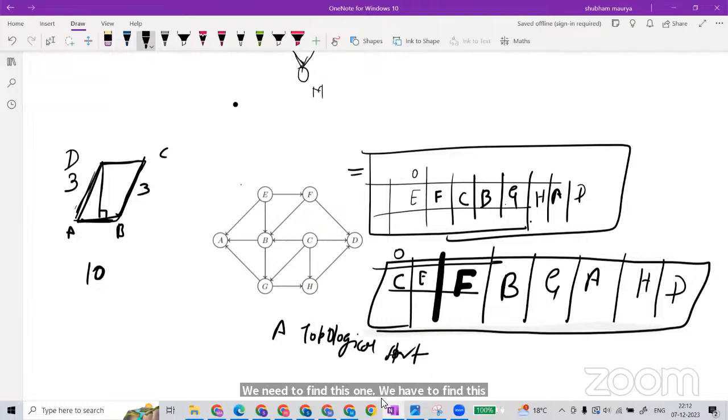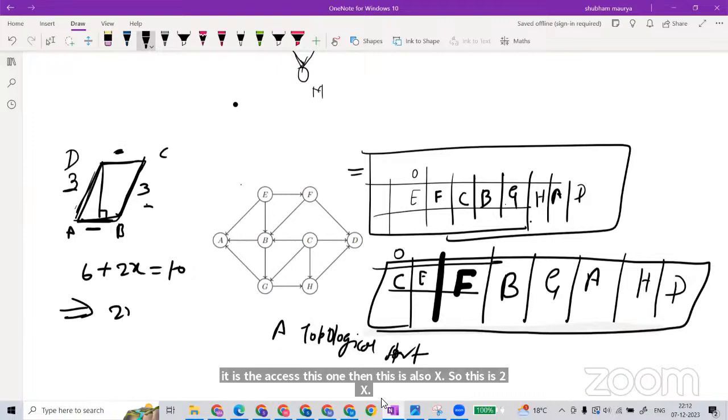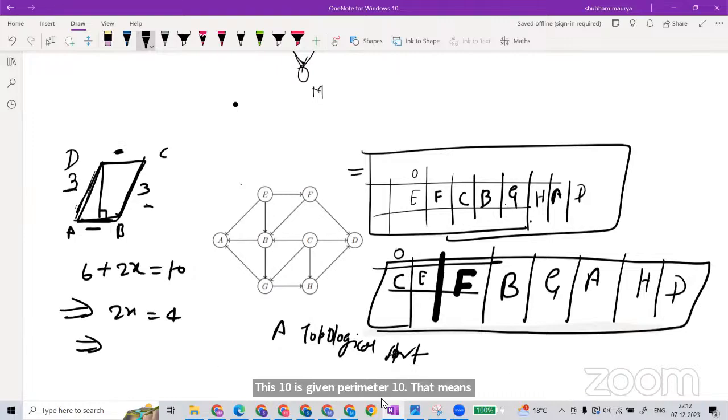So what is the formula for the perimeter of the parallelogram? It is exactly similar to a rectangle. So here 3 and 3, 6 it will be. And if this one is x, then the opposite is also x. So this is 2x. This 10 is the perimeter. That means 2x is equal to 4, so x is equal to 2. So here this is 2. Now we got the base.